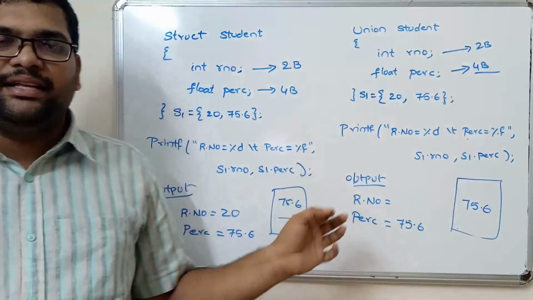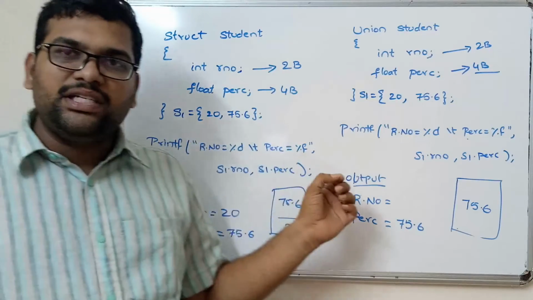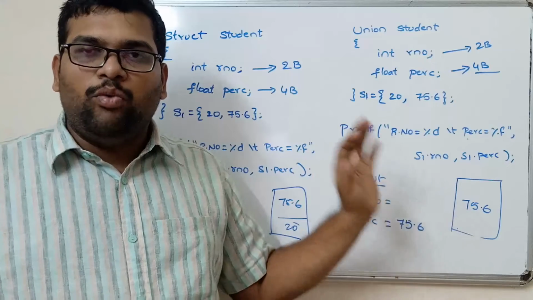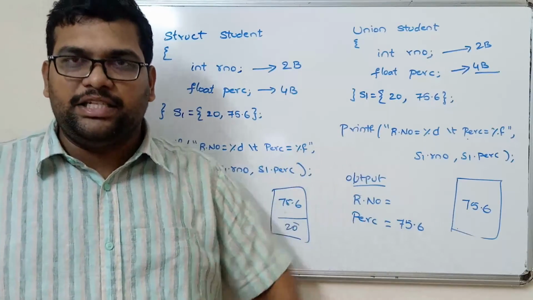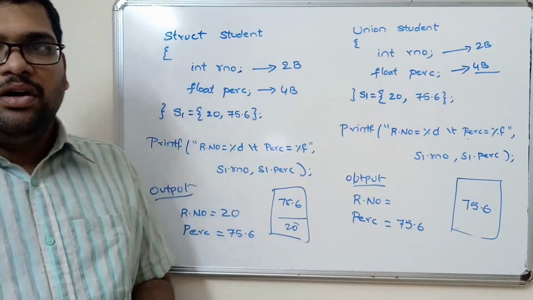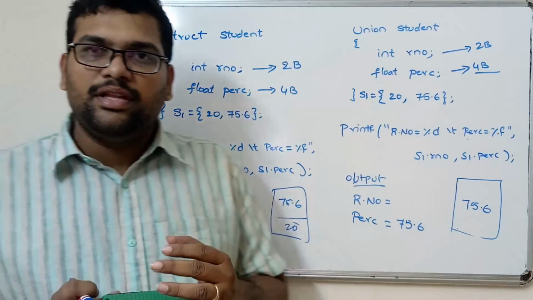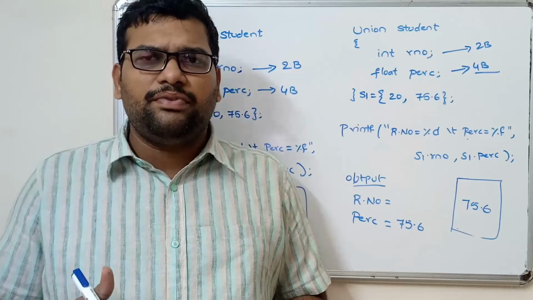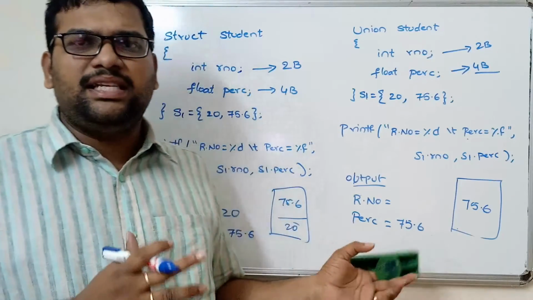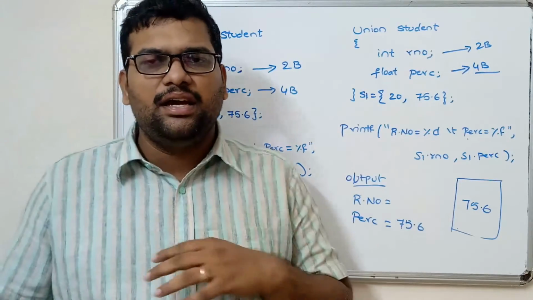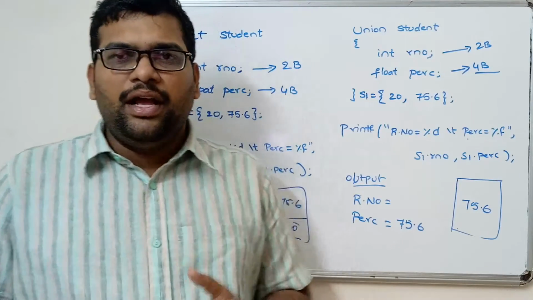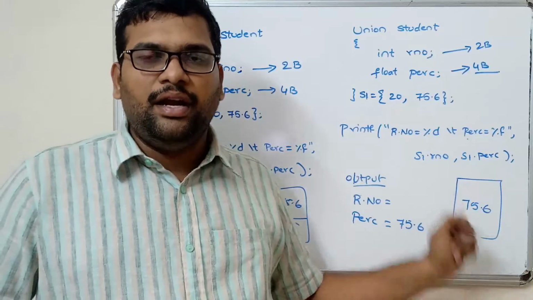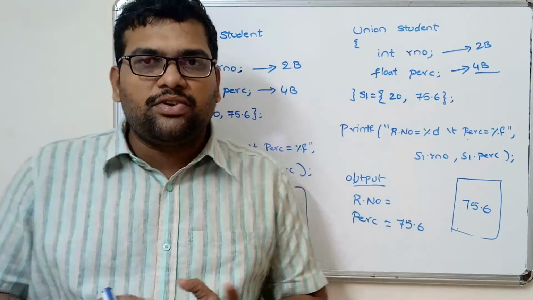So this is the exact difference between the structure and union. The only difference is memory allocation. So hope you understood this concept, the difference between the structure and union, and passing the structure to the functions, and every concept is the same for the union also. Just replace the struct keyword with union and we have to take care about this memory allocation, right?